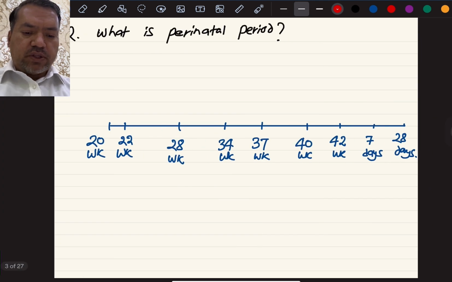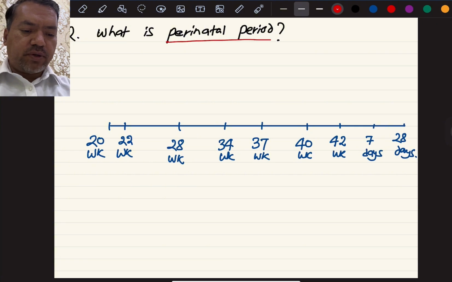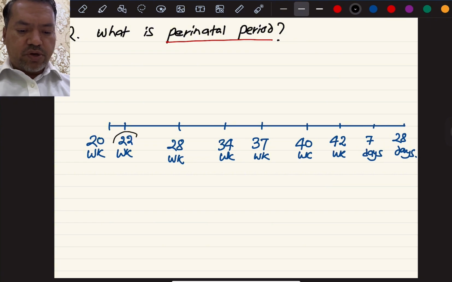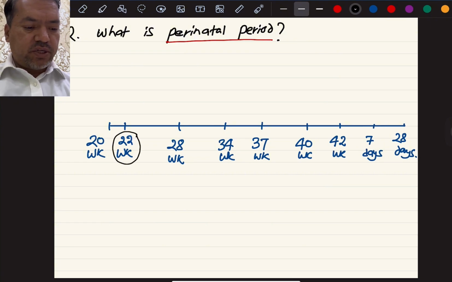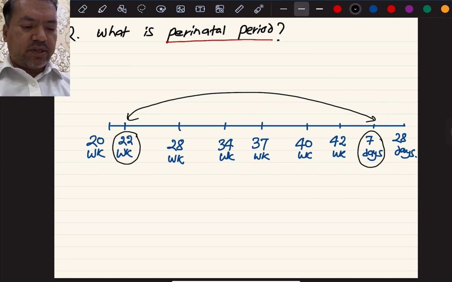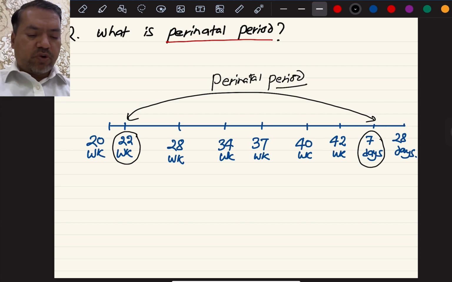Let's move further. The second is what is a perinatal period? Another very important question here. So without wasting any time, let's discuss it. Perinatal, peri means around and natal means the birth. So it starts from 22 weeks of gestation till 7 days after birth. This period between 22 weeks of gestation till 7 days after birth is called perinatal period. Remember, this is a very important concept.